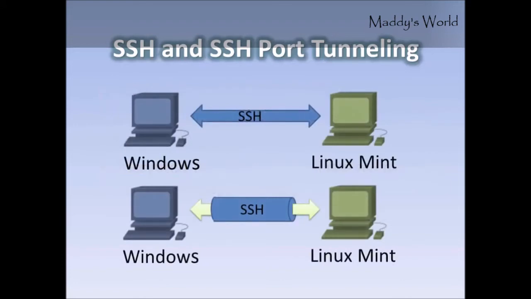So we're going to do this from a Windows machine to a Linux Mint machine. We're going to do SSH and SSH port tunneling. And like I said, we're going to get command line, remote command line interfaces and remote GUI interfaces. We're going to put protocols like remote desktop and HTTP through our SSH port tunnel.